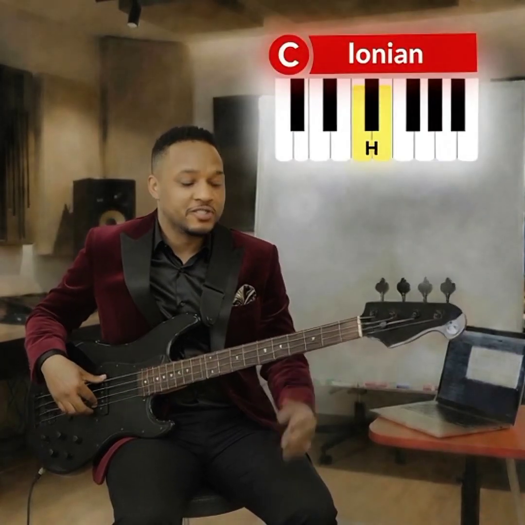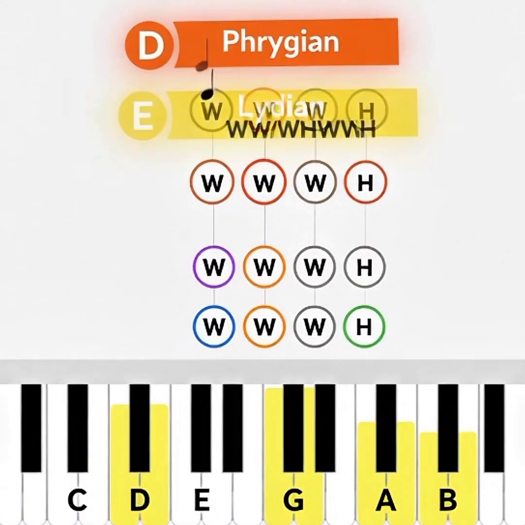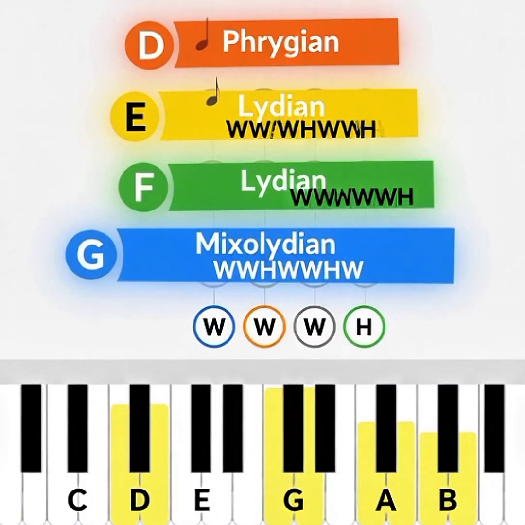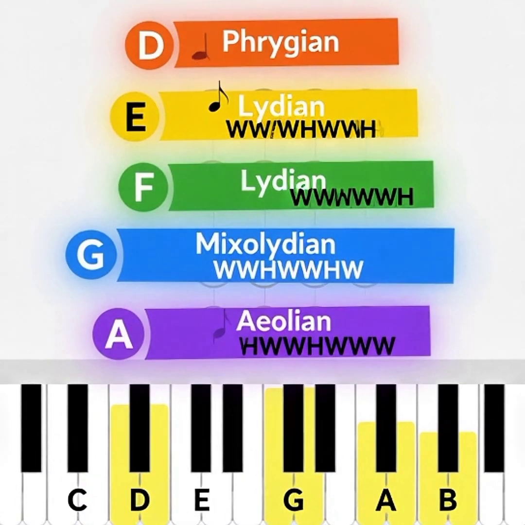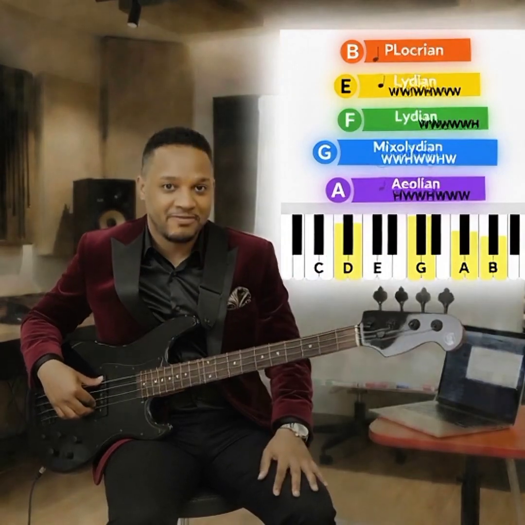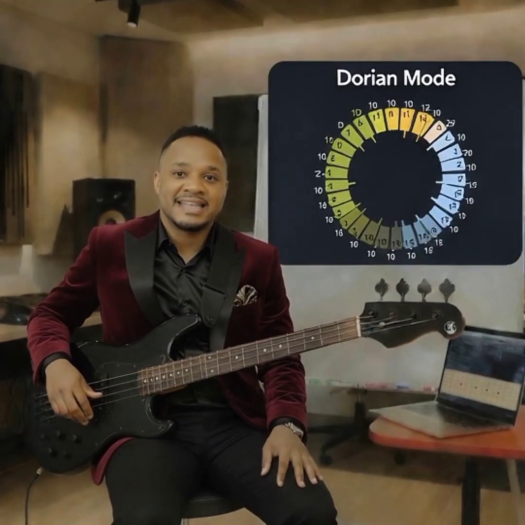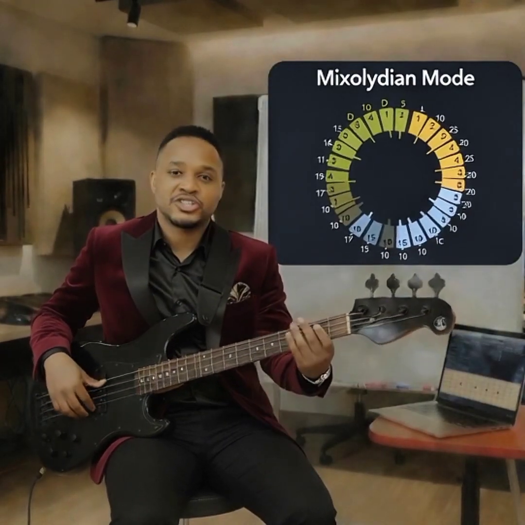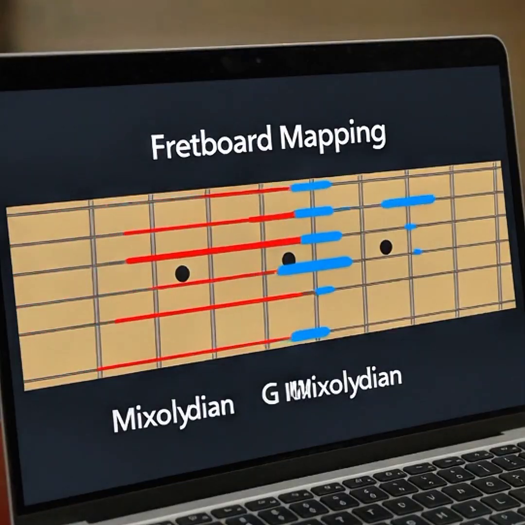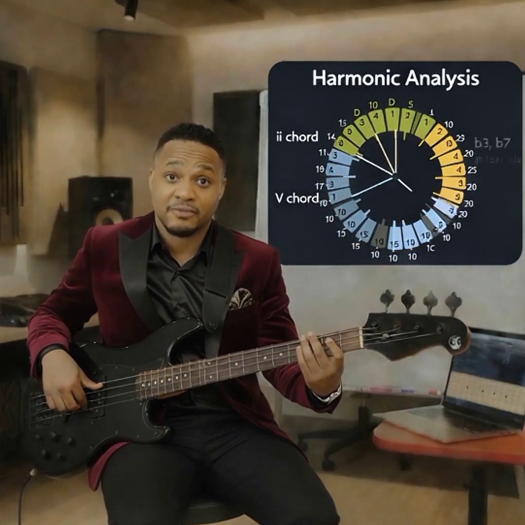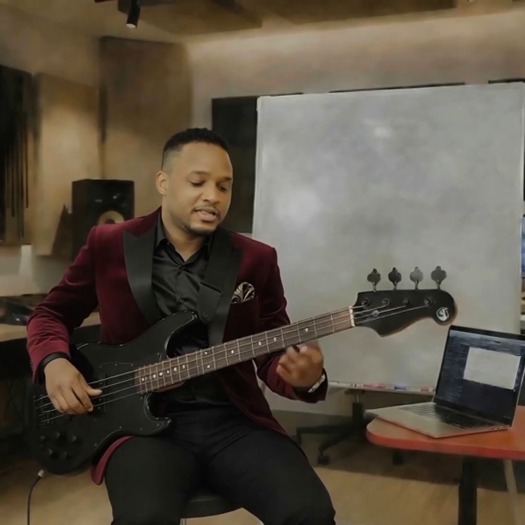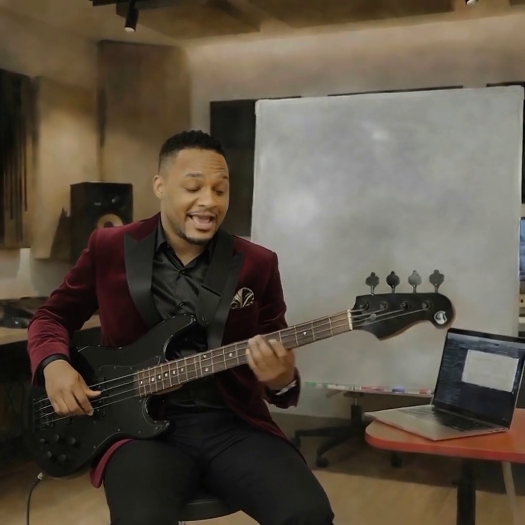Let's explore the modes of the C major scale. We start with C Ionian, a major scale, then D Dorian, a minor mode, and the pattern continues through all 7 modes. Although these modes contain the same notes, changing the tonal center completely changes the sound and emotional quality of the music. Ionian is the traditional major scale. It has a bright, stable, and uplifting sound.